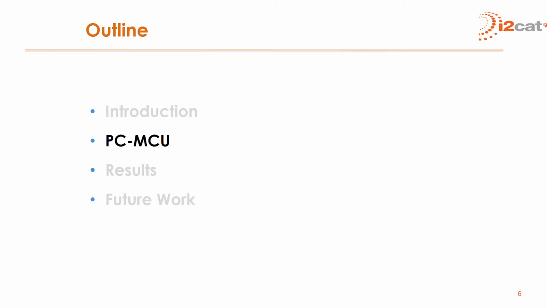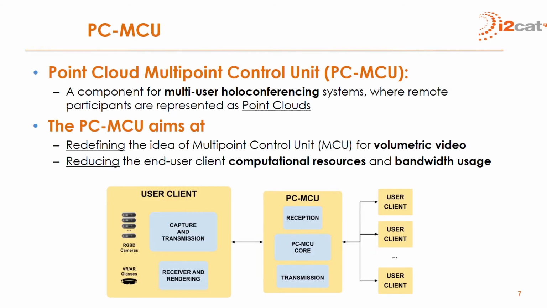The point cloud multipoint control unit, or point cloud MCU, is a component for multi-user conferencing systems where remote participants are represented as point clouds. As I said at the beginning of this presentation, one of the goals of the point cloud MCU is to redefine the idea of the multipoint control unit. The traditional MCU that was used for video conferencing is now adapted to volumetric video and holoconferencing, with the goal also to reduce the end-user client computational resources and bandwidth usage. So the main goal is to optimize and tailor a specific volumetric video content for each user client, for every participant.